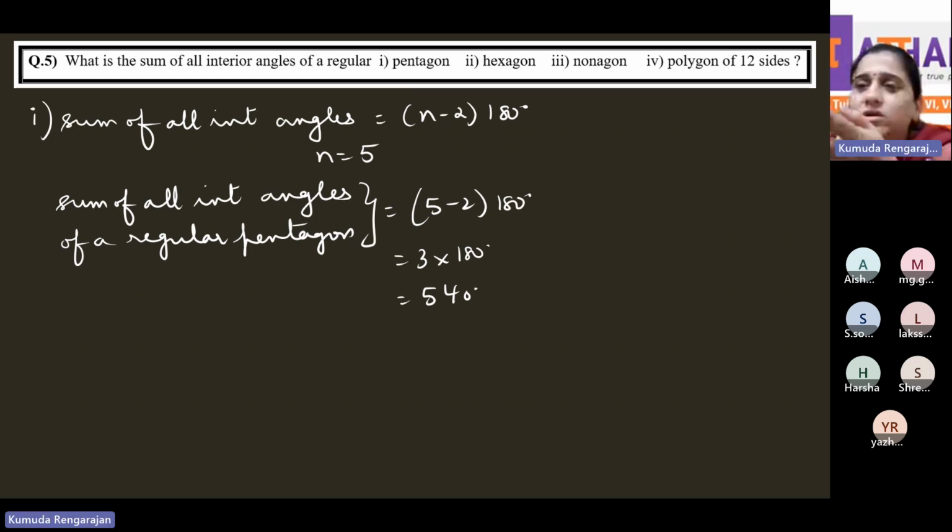See whether it is a regular or an irregular pentagon. The sum of all the interior angles is the same. The sum of all the interior angles, even if it's a regular pentagon, the sum is n minus 2 into 180.